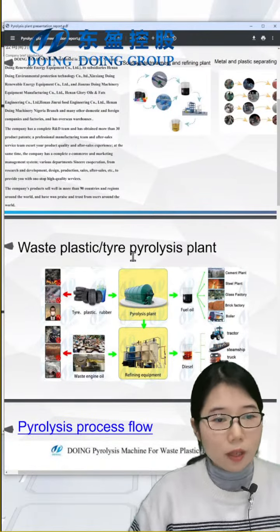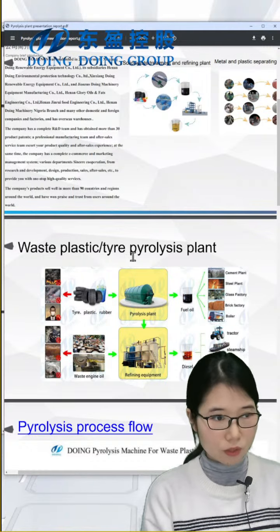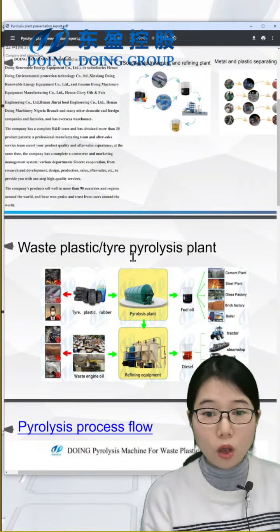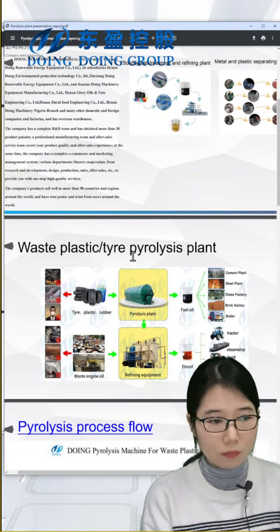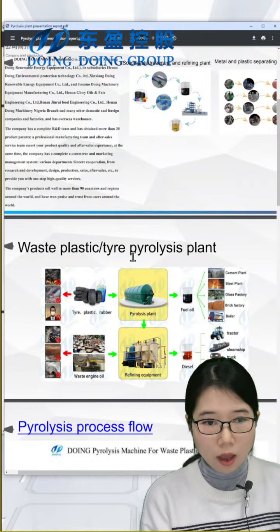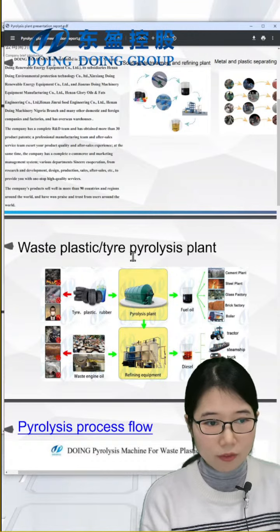The pyrolysis plant can process waste tires and plastic into fuel oil, which is a kind of heating fuel. So it can be used for heavy industries like cement plants, steel manufacturers, glass factories, brick factories, and boilers as well. So it has a wide usage.